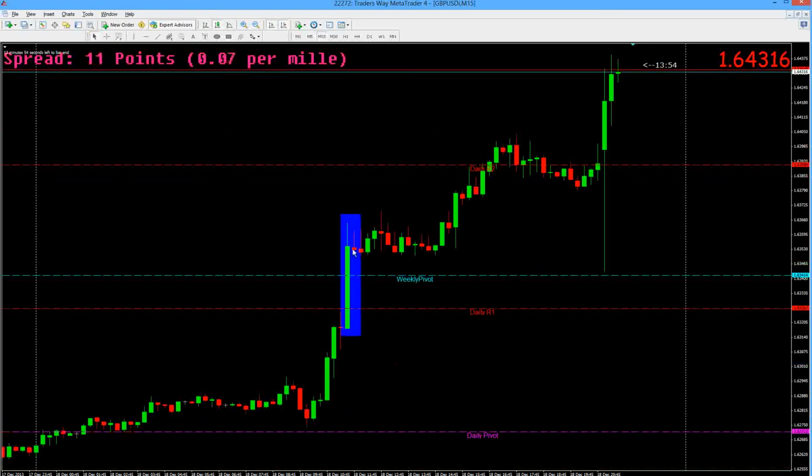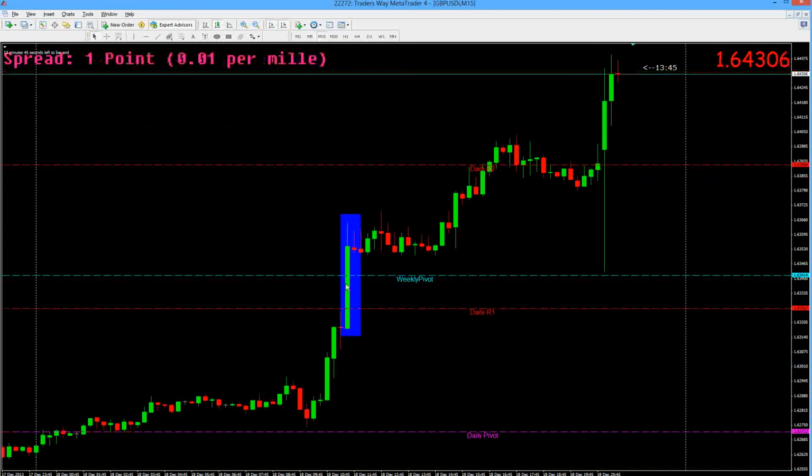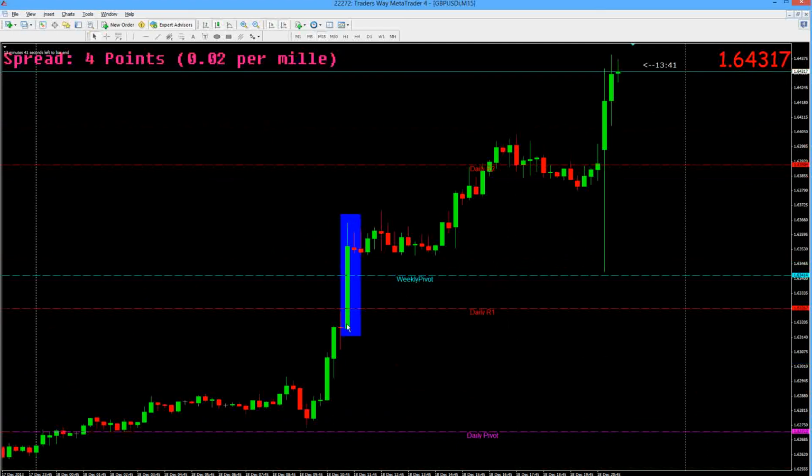This is what we were looking at. Here was price. It broke daily R1, a weekly pivot, and continued to go up. So I'm going to say this is a 5-minute candle. If you don't understand how candles form, what we can see from this candle is that price started off here, and then it went up, up, up, up, up to here, and then it dropped back down to here.